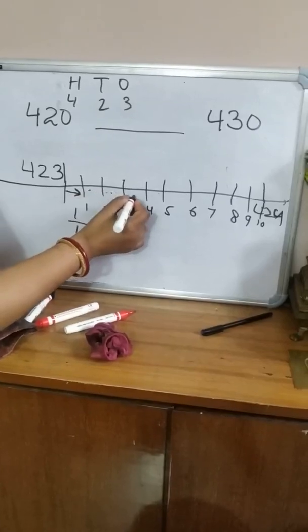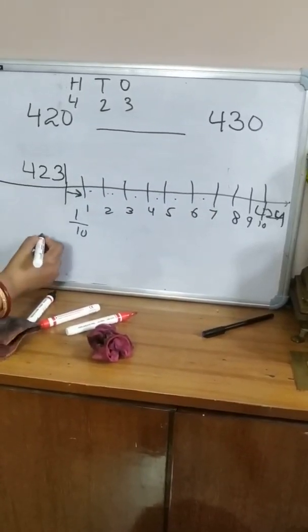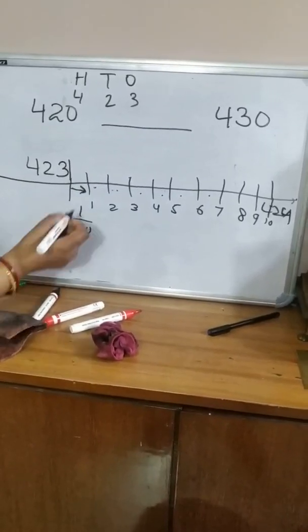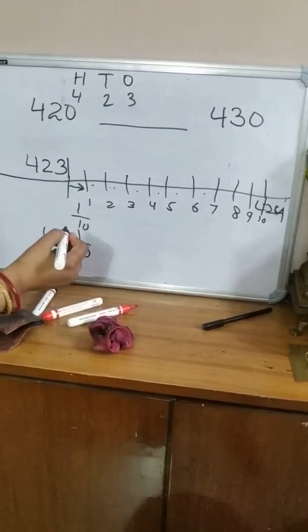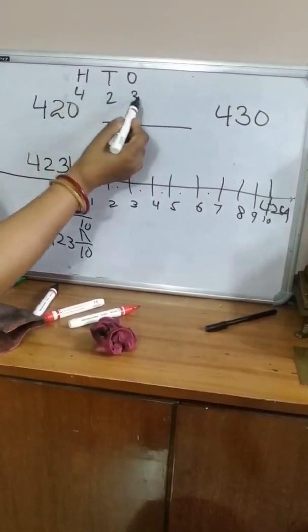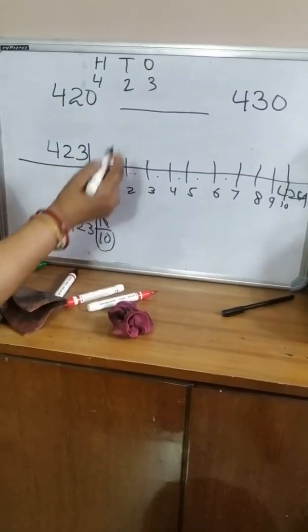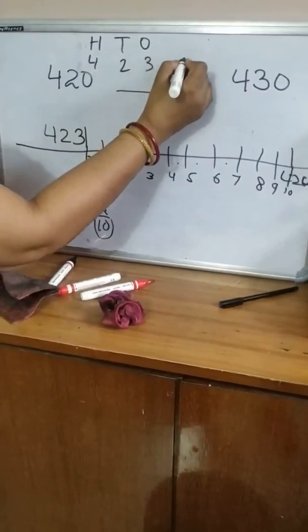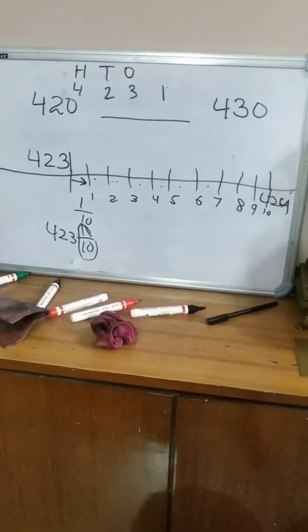Okay. So how will we write it? 423 plus this one part, it is 1 by 10. I have written 423 in a place value chart, but where will I write 1 by 10? So 1 by 10 will be written towards the right of these ones. Now let us see.